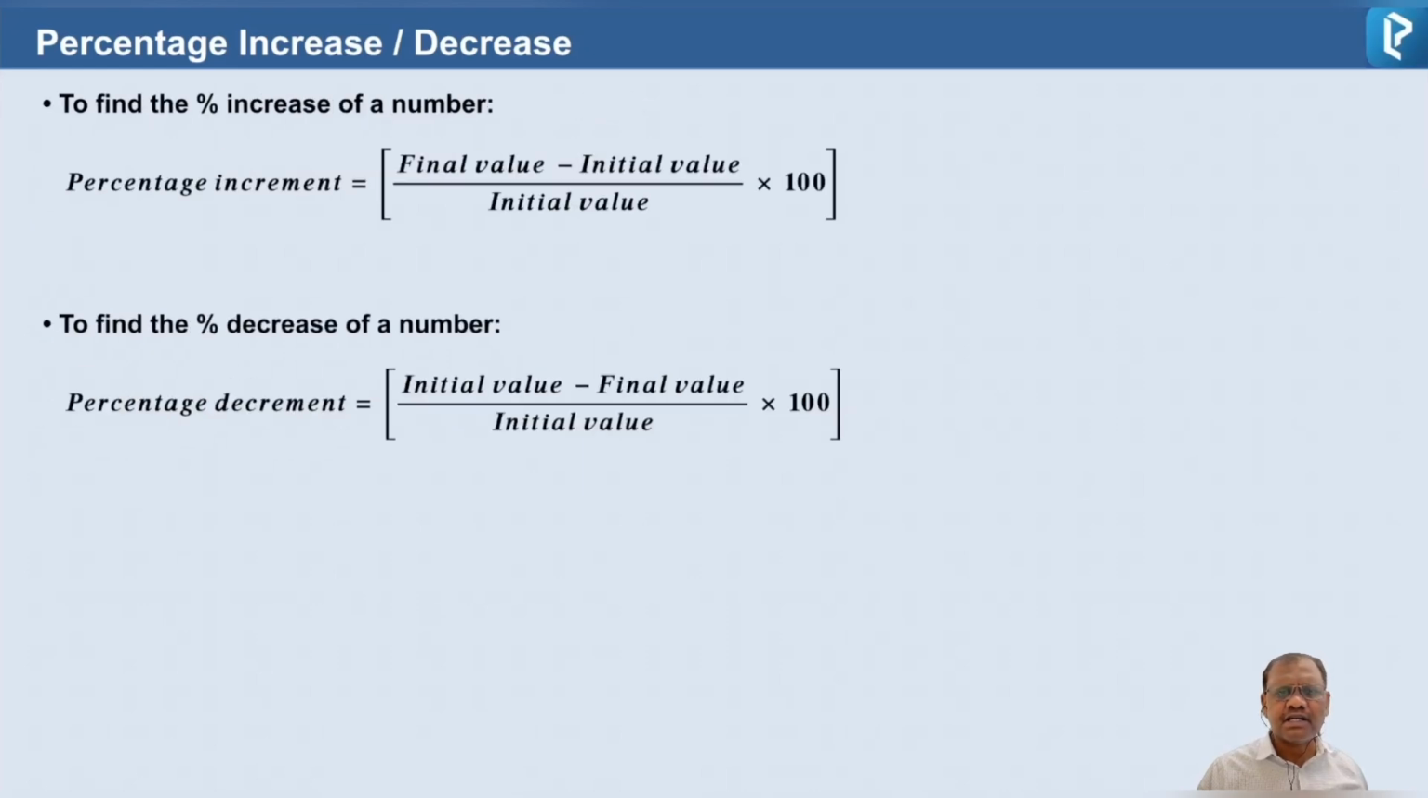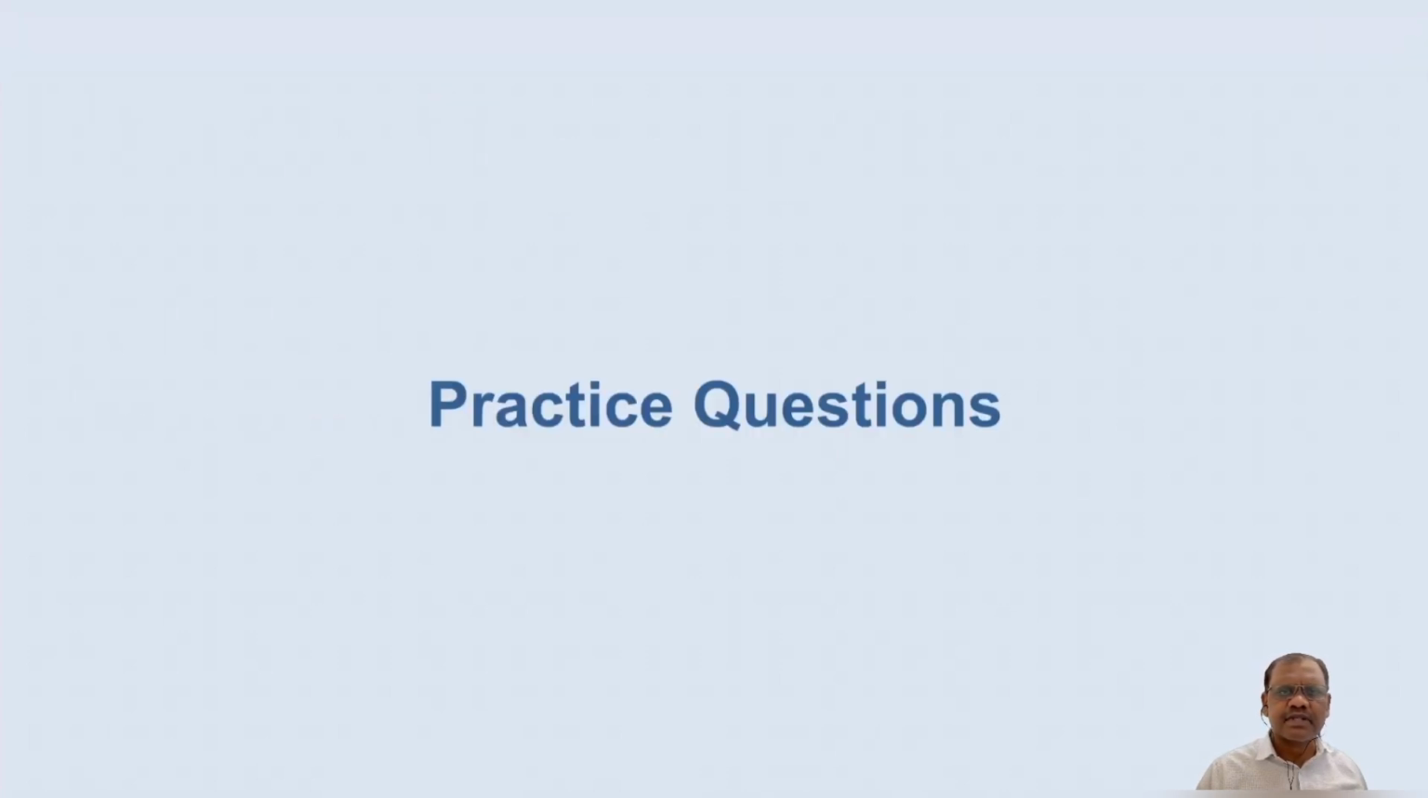To find the percentage increase, the increment is equal to final value minus initial value, divided by initial value, multiplied by 100. To find the percentage decrease, whenever there is a decrease, the initial value will be greater. So it is initial value minus final value divided by initial value, into 100. Now let us solve some problems based on this concept.